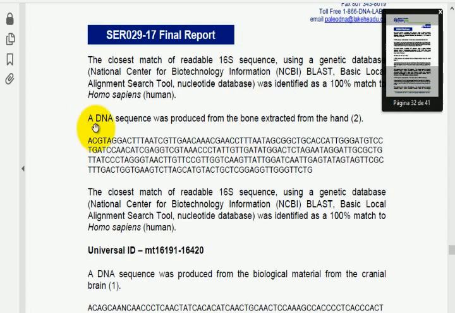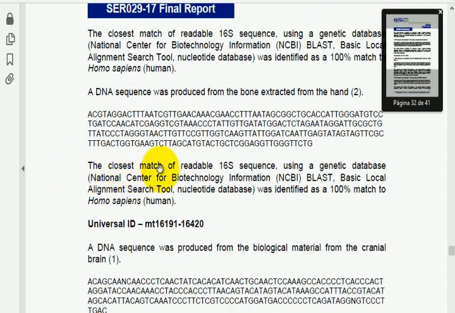Then a DNA sequence was produced from a bone extracted from the hand. This is the second item extracted. Then the closest match of readable 16S sequence was identified as a 100% match to Homo sapiens human. Then again, Maria is human, 100% match.